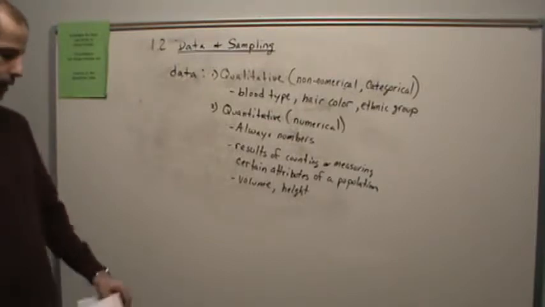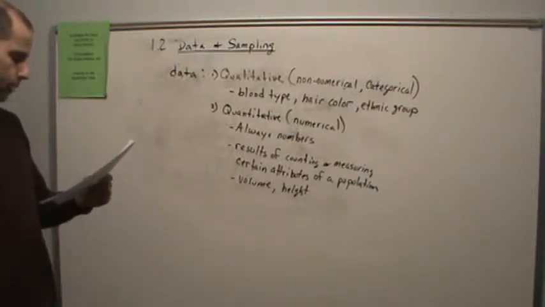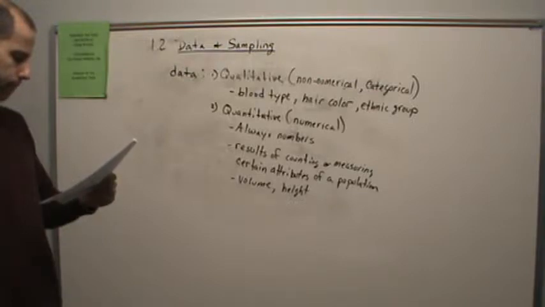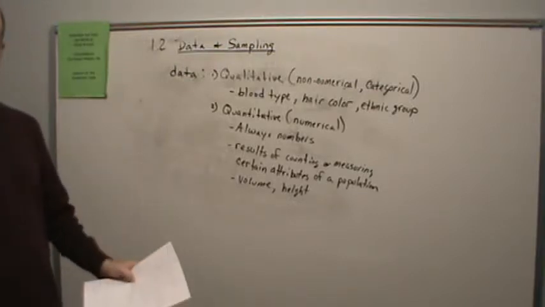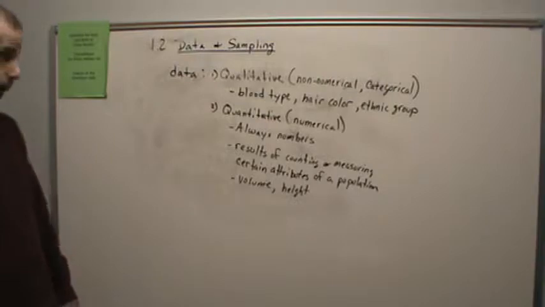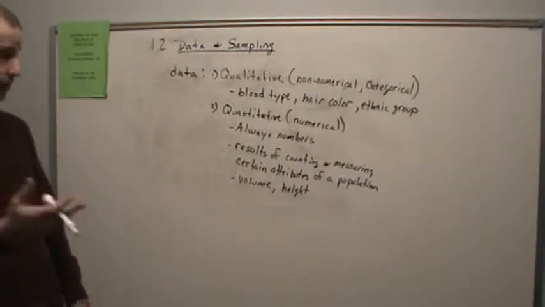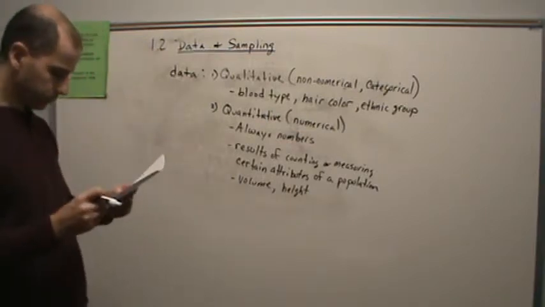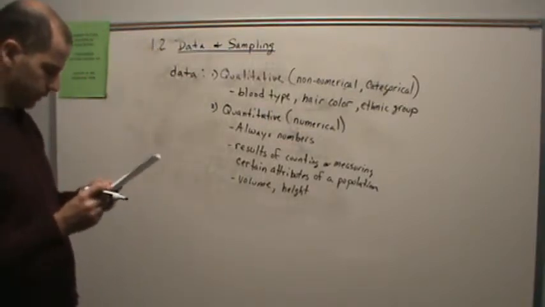Another type of data would be if I wanted the number of machines in a gym. I go to a gym and count the number of machines. That's a numerical variable, a quantitative variable that's discrete. So continuous versus discrete as well. Remember that.